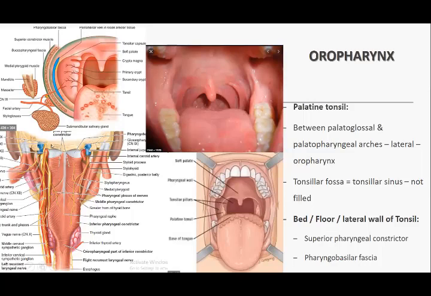Above, this is the base of the skull, the occiput. Extending between the base of the skull and the upper border of the superior constrictor muscle of the pharynx, this is a fascia on the inside of the pharynx. This fascia is called the pharyngobasilar fascia, lining the inside of these muscles. This is the pharyngobasilar fascia.